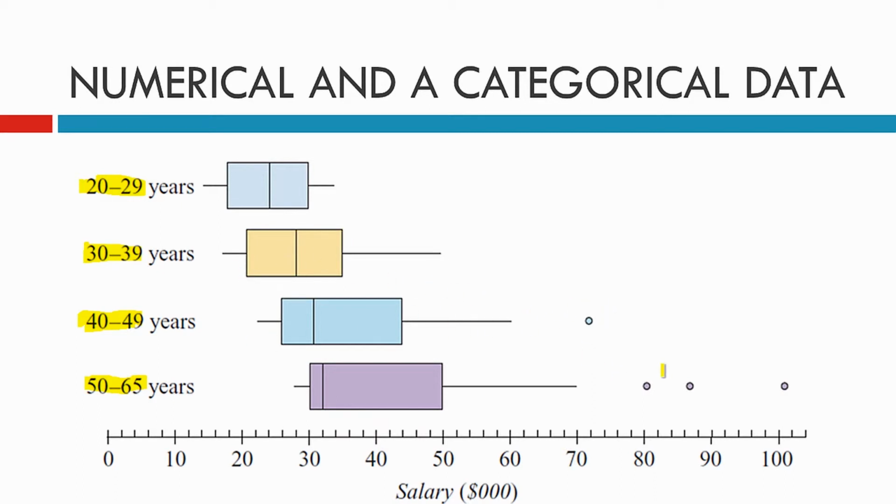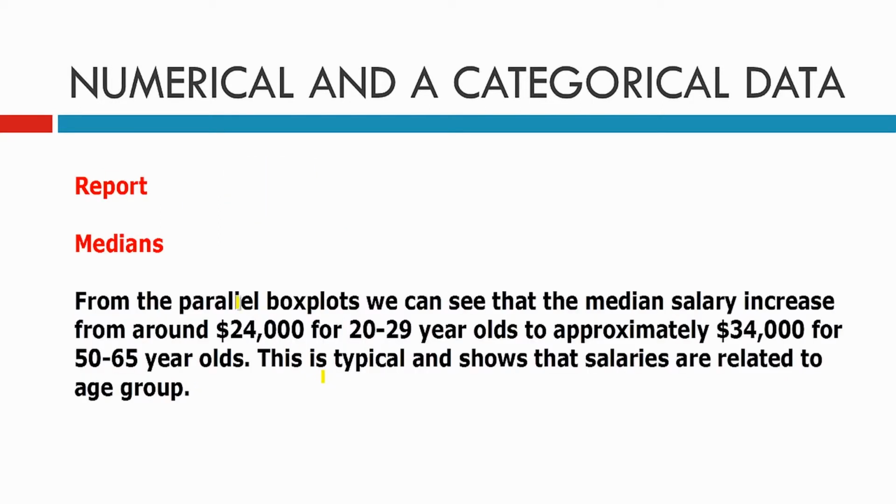Okay, but let's compare the medians. Now remember, the medians are the ones in the middle of each. So if we look at those medians, we can say from the parallel box plots that the median salary increases from around, and we won't go back to it, about 24,000 for the 20 to 29 year olds to approximately 34,000 for the 50 to 65 year olds. This is typical and shows that salaries are related to age group, because when you start off, you do start off on a lower salary, and over the years it increases.